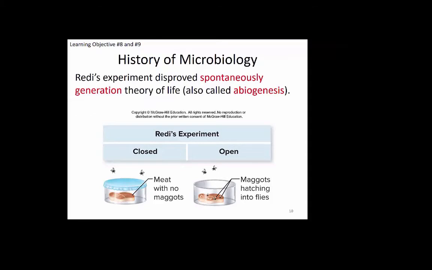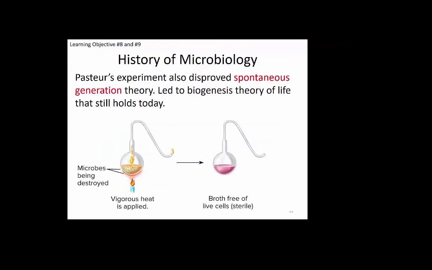Redi showed that in order to have maggots, you had to have a source of life, the flies, and if there was no source of life, maggots would not arise spontaneously from the meat. Supporting Francisco Redi's results was Louis Pasteur, who did an additional experiment to disprove the spontaneous generation theory of life.